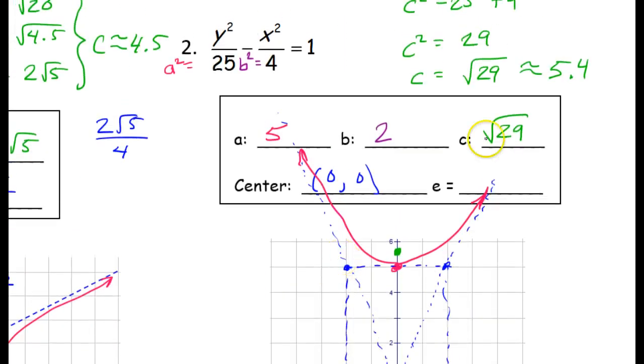While we're here, let's go ahead and write what the eccentricity is. The eccentricity is always c over a. So that's going to make it radical 29 over 5.